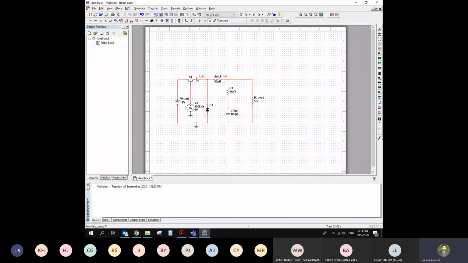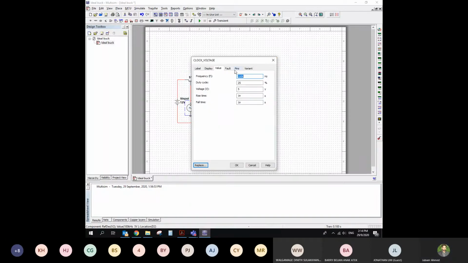So you can see I have constructed a very generic buck converter. This is my source. I'm using an ideal switch here and operating it with a clock voltage, which is of very high frequency. You can change your frequency to a different level, like 20 kilohertz, 50 kilohertz, 100 kilohertz. But make sure that if it is a DC-DC converter, usually our frequency is very high. It should be in kilohertz. It will never be in hertz. So for any DC-DC converter you design, make sure that you choose a suitable frequency above 10 kilohertz.